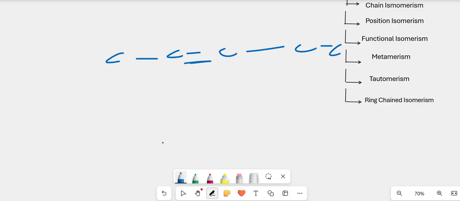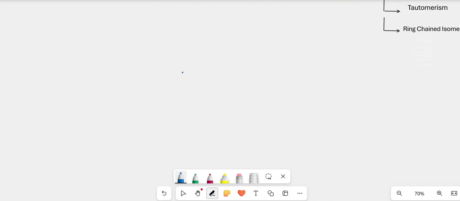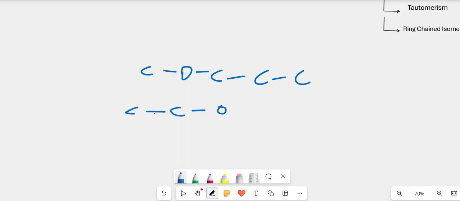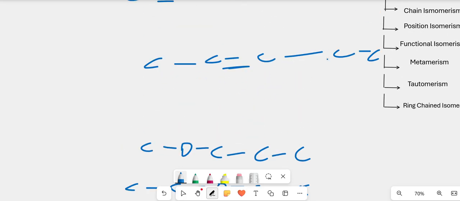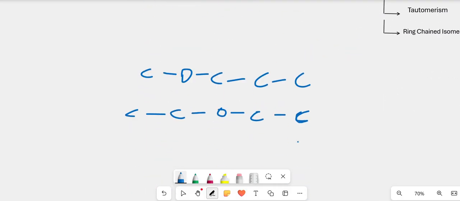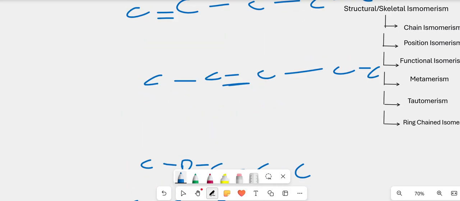Just like that, you can have an ether functional group with carbon, carbon, and carbon like this, or you can have it in the center like this. The functional group is the same, the number of carbons is the same, just the functional group has a different position. This is what position isomerism is.